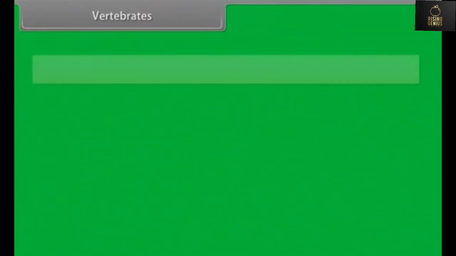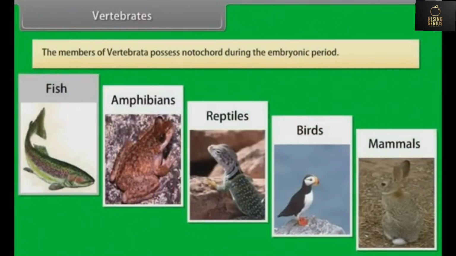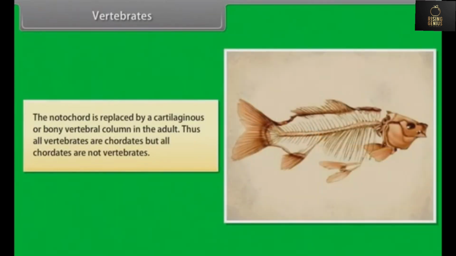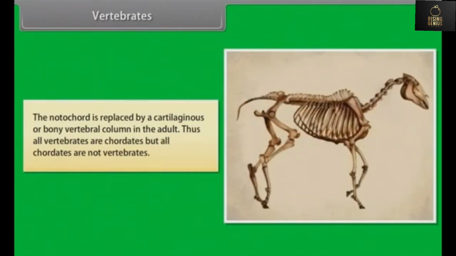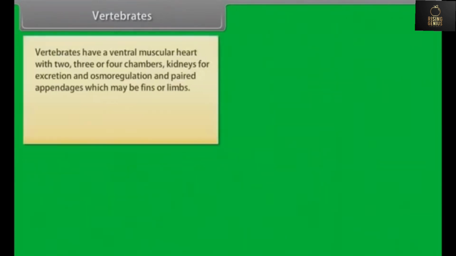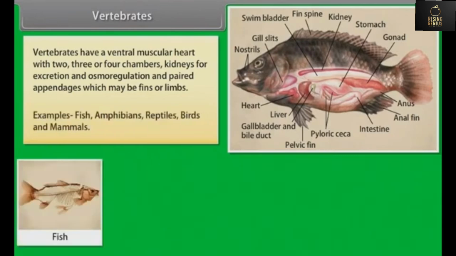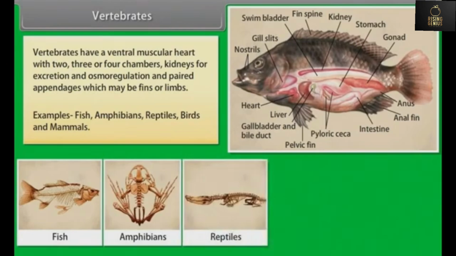Vertebrates. The members of Vertebrata possess notochord during the embryonic period. The notochord is replaced by a cartilaginous or bony vertebral column in the adult. Thus, all vertebrates are chordates, but all chordates are not vertebrates. Vertebrates have a ventral muscular heart with 2, 3 or 4 chambers, kidneys for excretion and osmoregulation, and paired appendages which may be fins or limbs. Examples: fish, amphibians, reptiles, birds and mammals.